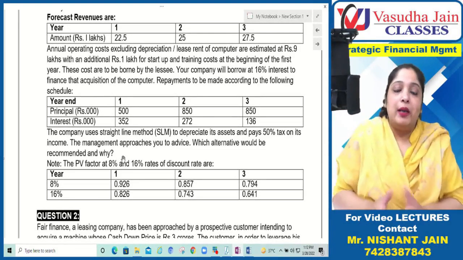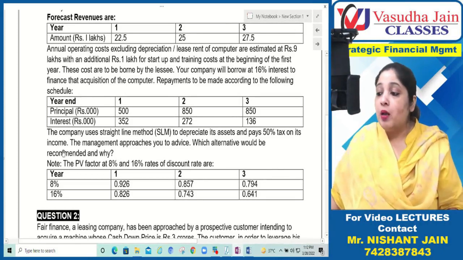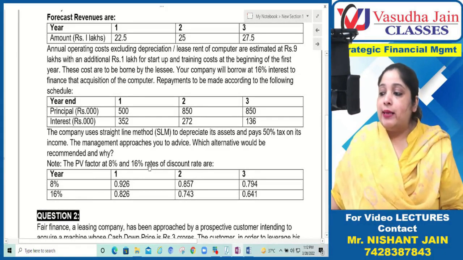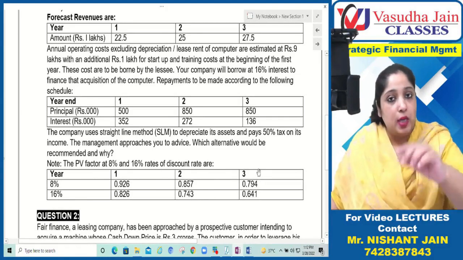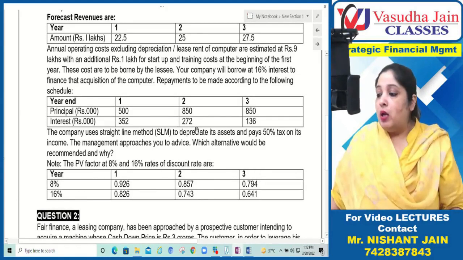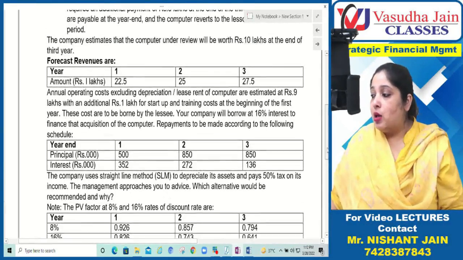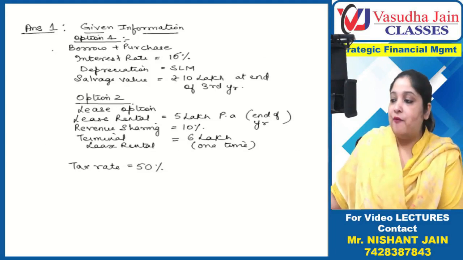Obviously that option is better in which our outflow is less. Okay. So present value factors at 8% and 16% rates of discount are given to us for first year, second year, third year. This we can also calculate on a computer. So the question is complete. Now let us solve this question. I have already written the given information.